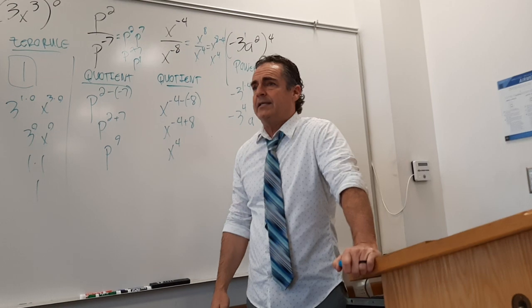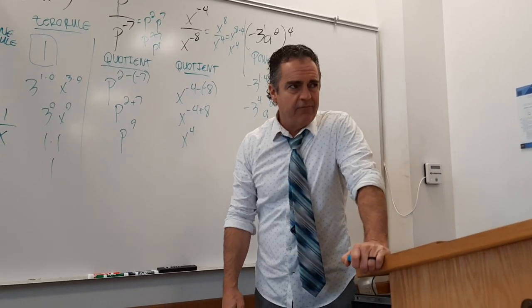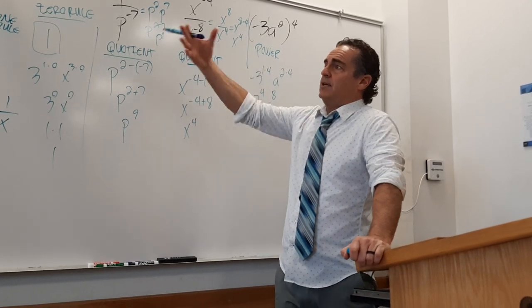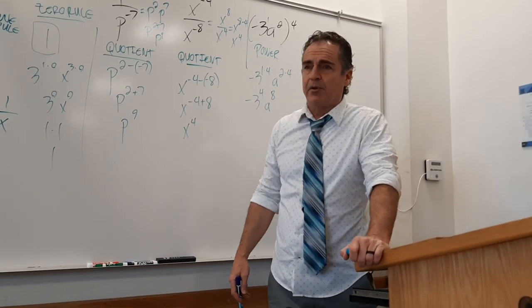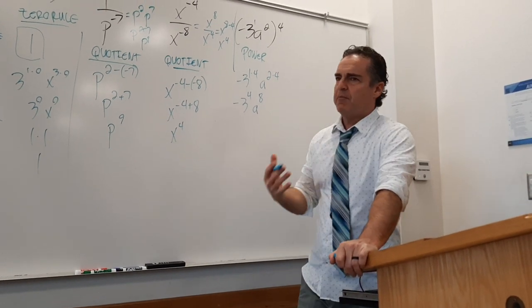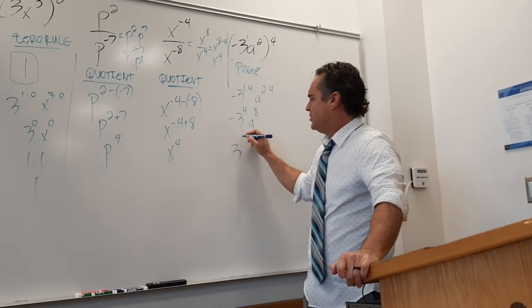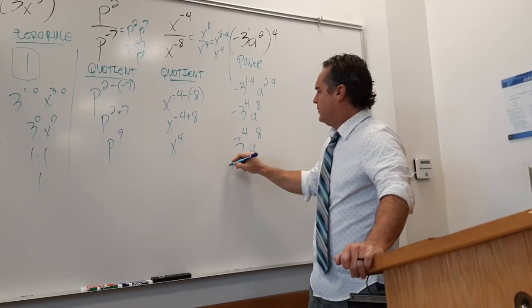Is this a solve or a simplify problem? Because there's no equal sign, it's simplify. Very good. So the directive that you're going to be given on the test is to simplify these. To simplify means to get it in its simplest form. This answer, therefore, is 3 to the 4th, a to the 8th.